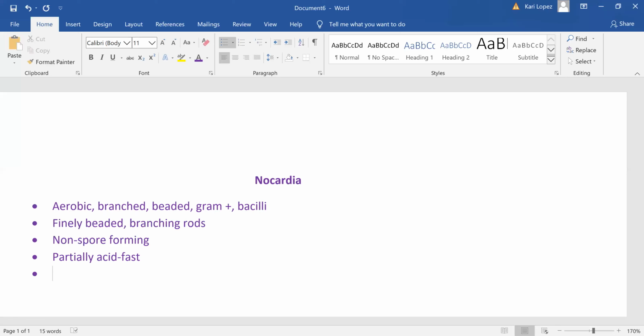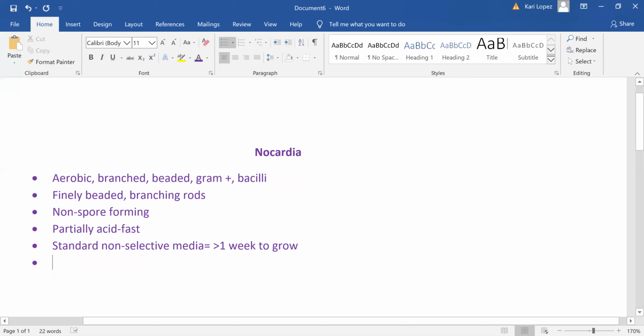So what's another key thing that it says? Growth may take a week or longer. Yes, that is exactly what I was looking at. So standard non-selective media. I put greater than 1 week to grow, but can take up to a week or longer.